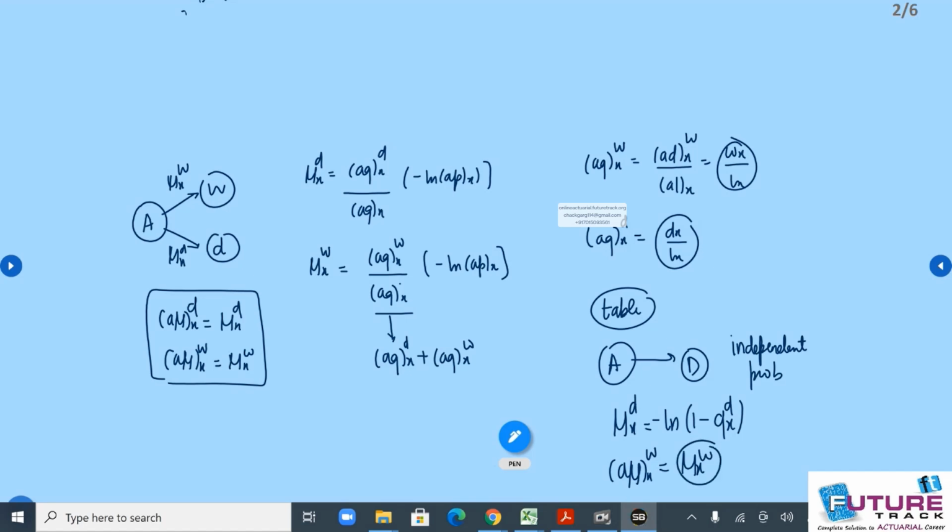So class, the withdrawal rate we will take from the second part and we'll find the mu xd of the first part, and then we'll find the revised probability. That is what they have asked. So let's see how to do this.